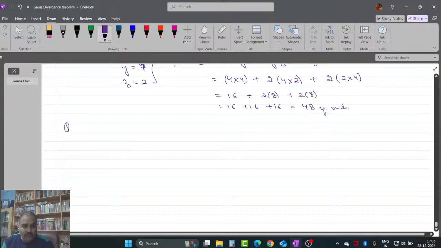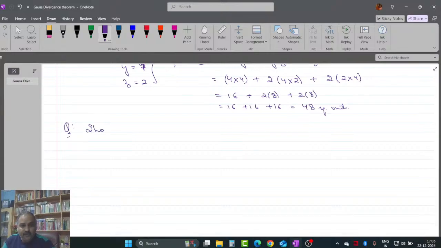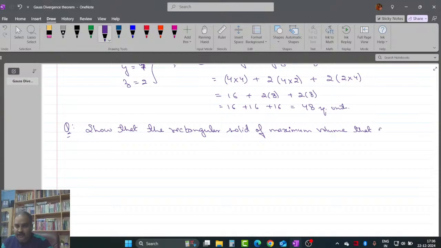Coming to the next question, that is also an important question: show that the rectangular solid of maximum volume that can be inscribed in a given sphere is a cube.